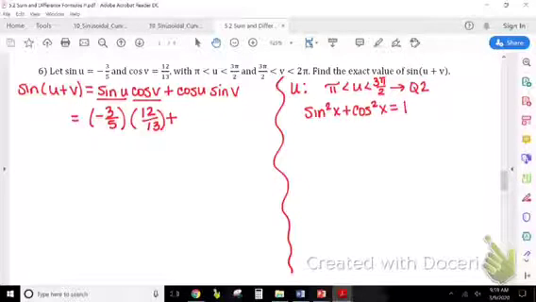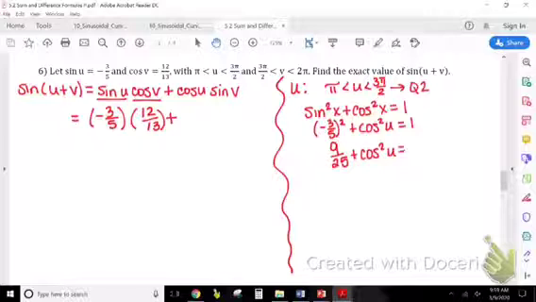So if I know sine, can I find cosine? Yeah, so what is sine of u in the problem? I'd put an x, but it's the same thing. So (-3/5) squared plus cosine squared of u equals 1. So I'm going to square this, then subtract the 9 over 25.